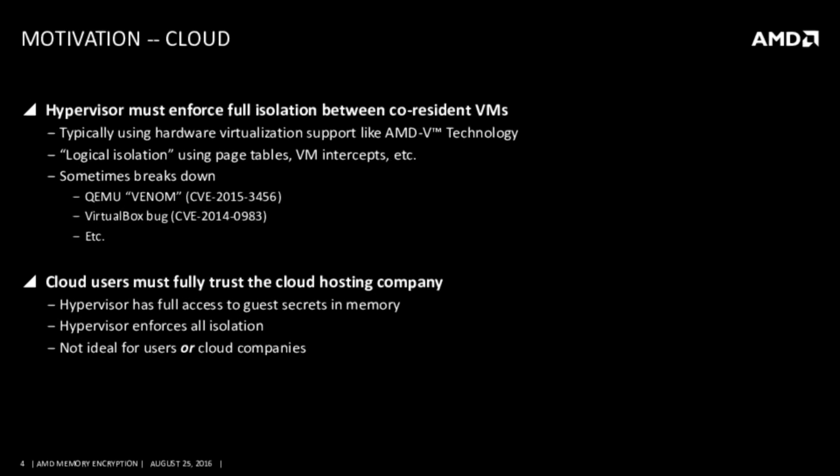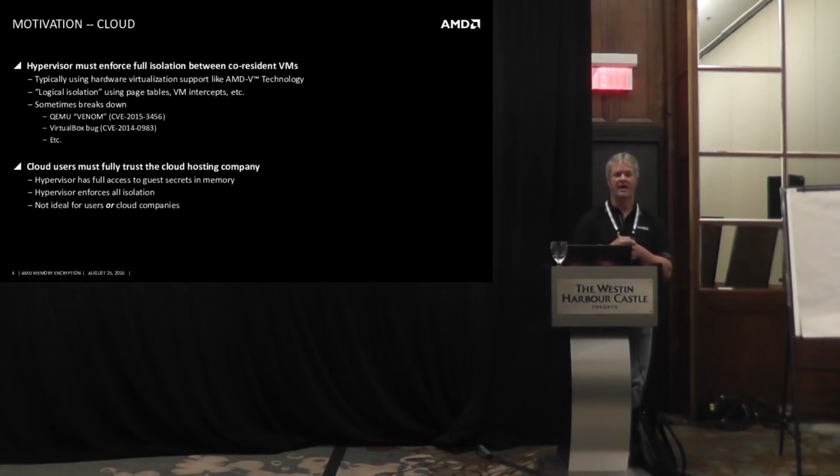The main motivation behind this is really a cloud environment, right? You have a lot of VMs that are running co-resident, and you want to make sure that one VM isn't going to be able to affect another VM or get data from the other VM. There's a lot of things that you have to trust your hypervisor to do. The hypervisor has to enforce all the isolation between those VMs, and it's typically done using hardware virtualization: logical isolation with page tables, VM intercepts, and things like that.